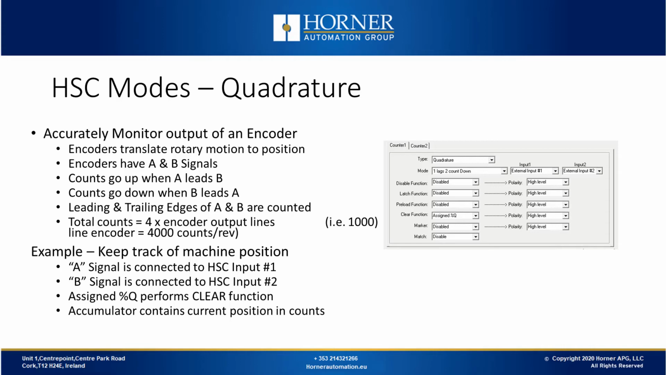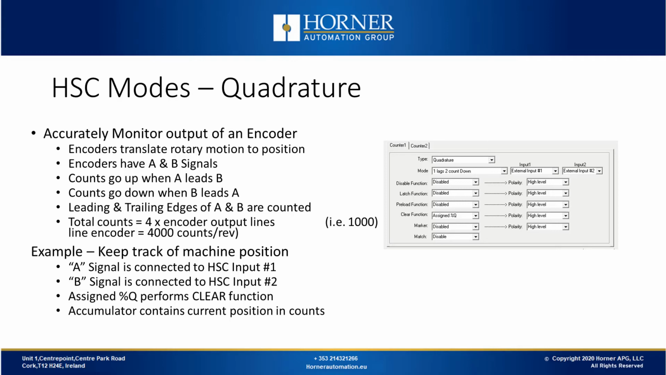Some encoders have a marker signal, which you can use with the OCS if you choose. A marker pulse is a pulse that's on exactly once per revolution. In this example, I'm not using the marker. I'm going to use a clear function from an internal bit and assigned Q. I'm doing that because I'm probably going to clear the accumulator when I use a find home function or similar, and that is typically done at low speed.